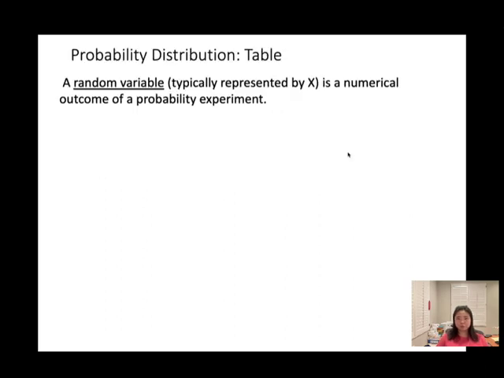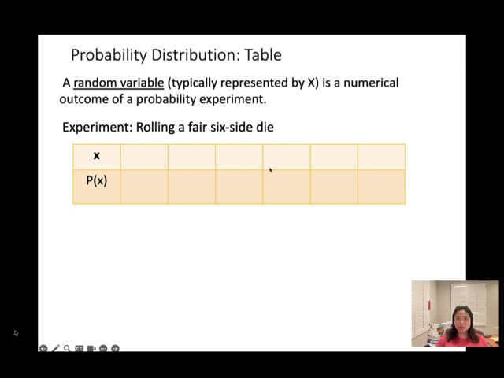For example, a random variable, typically represented by x, is a numerical outcome of a probability experiment. So we let x be the numerical outcome. For example, I'm rolling a fair 6-sided die, and x represents the numerical outcome. When you roll a fair 6-sided die, what can you get? You can get 1, 2, 3, 4, 5, 6. So this is the outcome of your experiment.